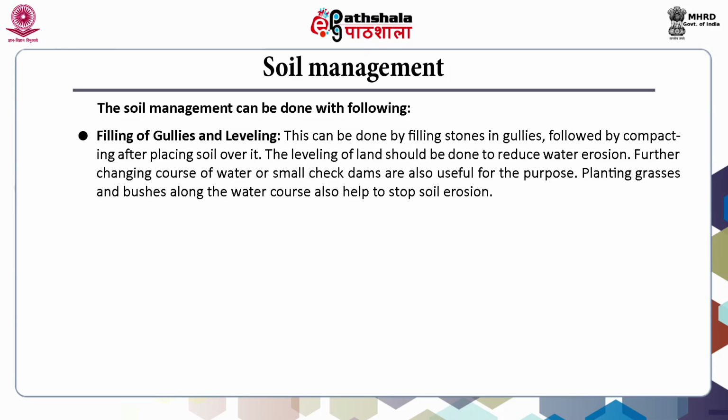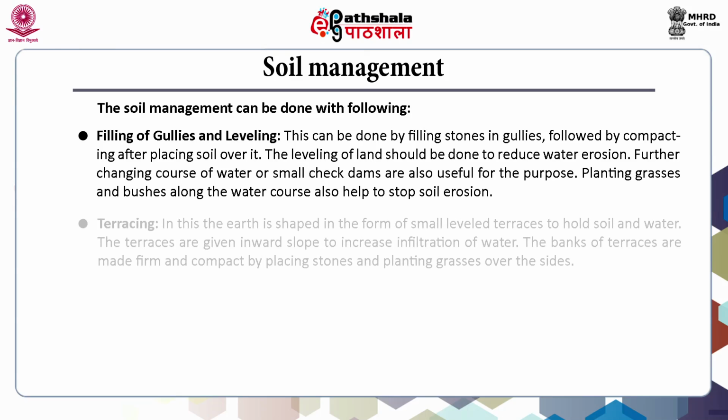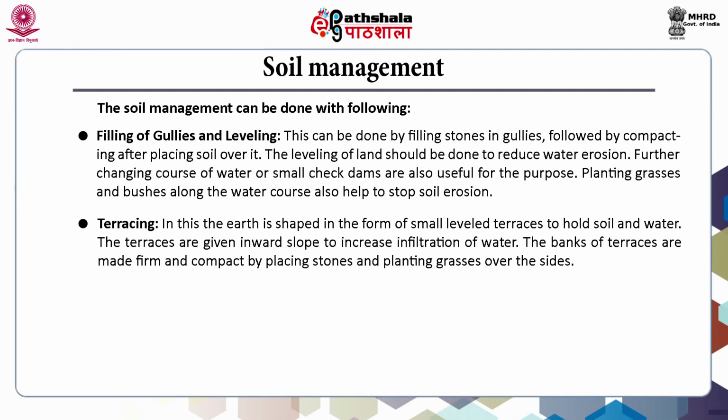Planting grasses and bushes along with water course also help to stop soil erosion. The next method is terracing. In this, the earth is shaped in the form of small leveled terraces to hold soil and water. The terraces are given inward slope to increase infiltration of water. The banks of terraces are made firm and compact by placing stones and planting grasses over these sides.